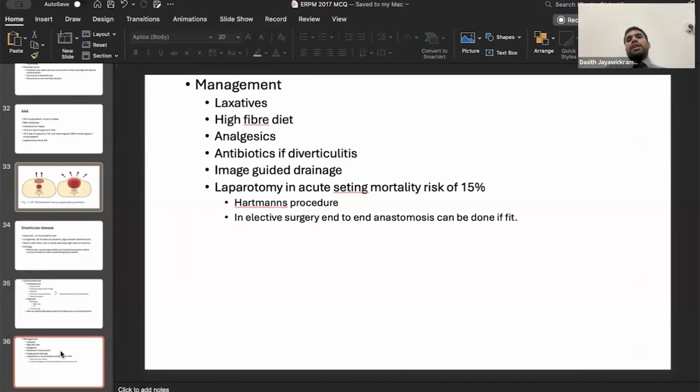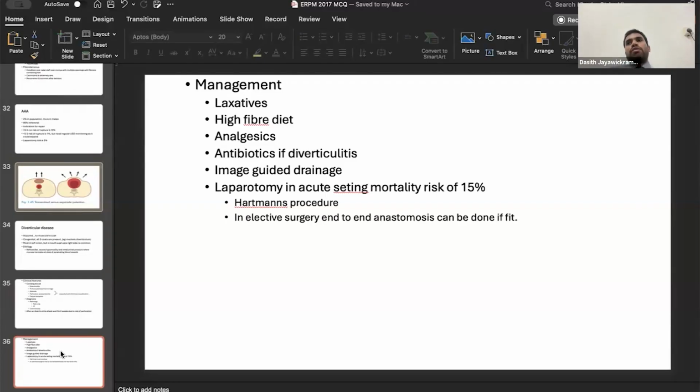That is the hallmark. And if there's diverticulitis, yes, we need antibiotics. And depending on the Hinchey classification, we might need to go for image-guided drainage, such as percutaneous drainage, or laparotomy. But if you do laparotomy in an acute setting, there's again the risk of mortality. So we have to weigh the risk and benefit in these patients, because most of them will be frail elderly patients. So imagine a patient in septic shock with grade 4 peritonitis. We don't want to do a laparotomy unless the patient is fit. So we have to decide.